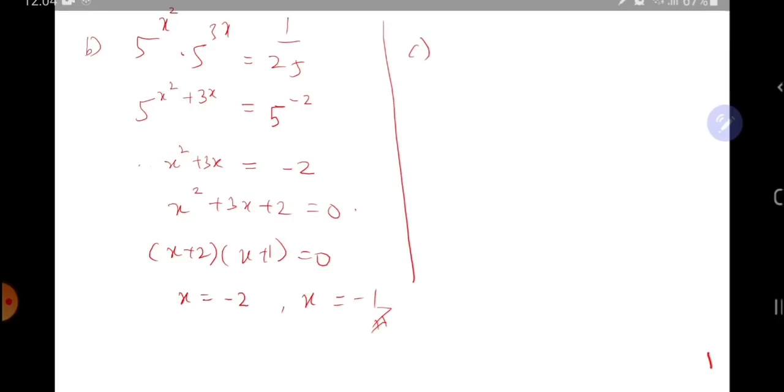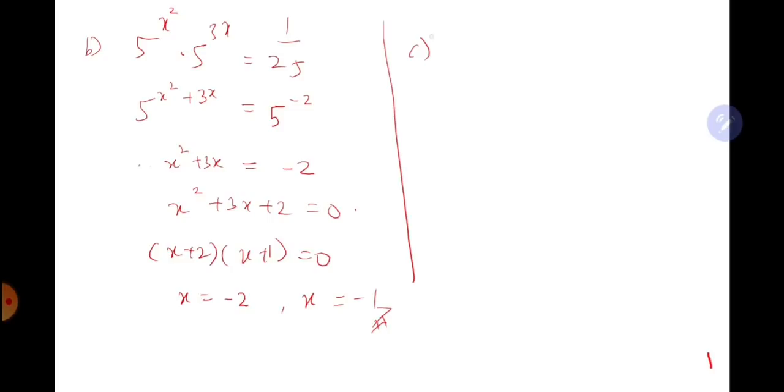Now for C, okay, we have 3 power x to the power 4 equals to 81. So kalau you tengok the base is 3, kan, 81 you boleh change to 3 power of something, betul tak? So you can change to 3 power 4 equals to 81. So yang ni you're gonna get 3 power 4x. Okay, so once the base are equal, so you boleh compare 4x equals to 4, so x equals to 1.